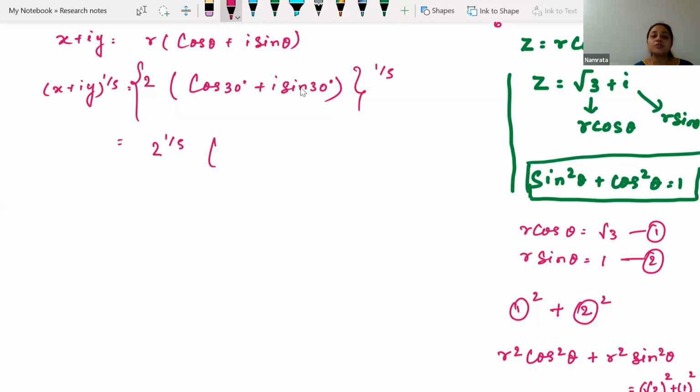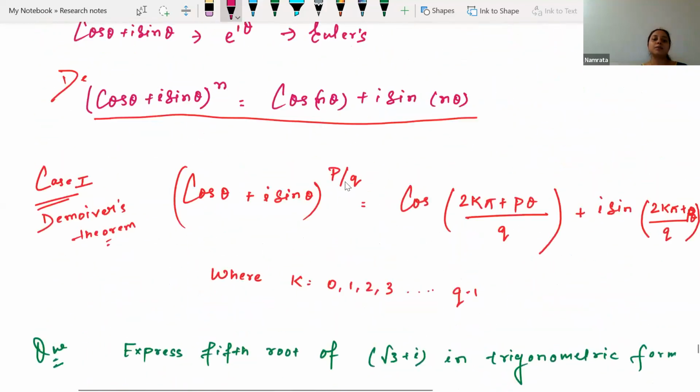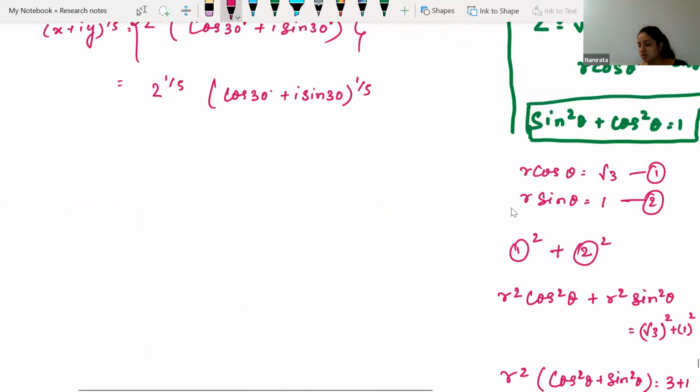What we are going to do, we are going to write (cos 30 plus i sin 30) to the power 1 by 5. Whenever cos theta plus i sin theta is having power p by q, the formula says it will be cos of (2k pi plus p theta) by q. Let's write it. Just a moment.